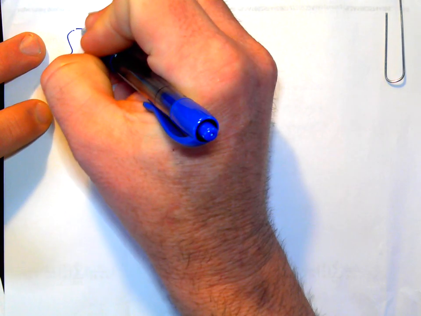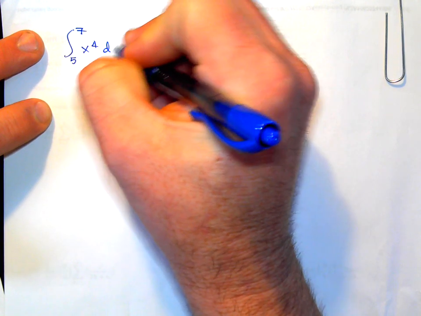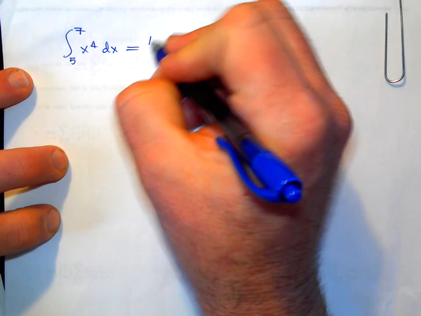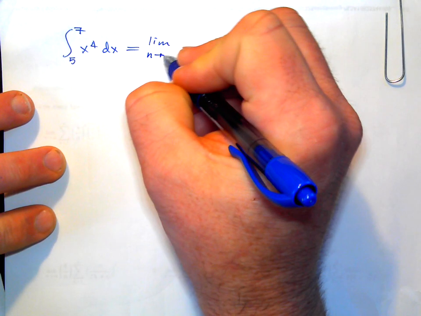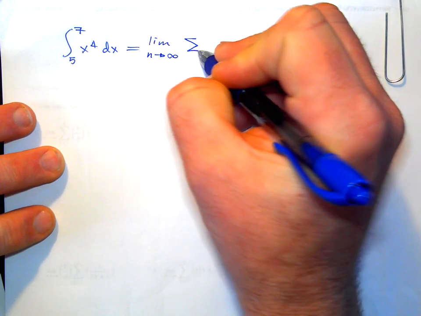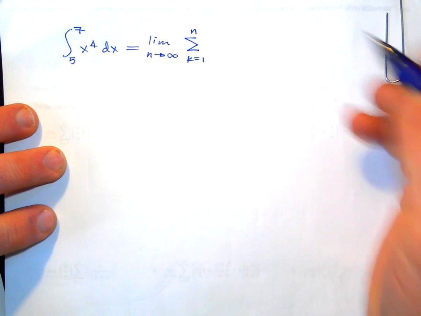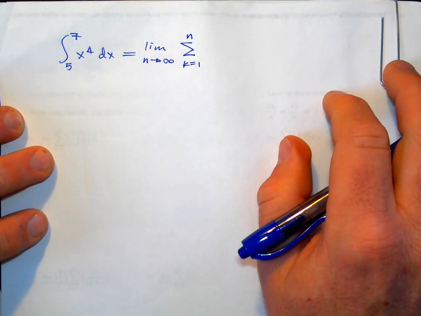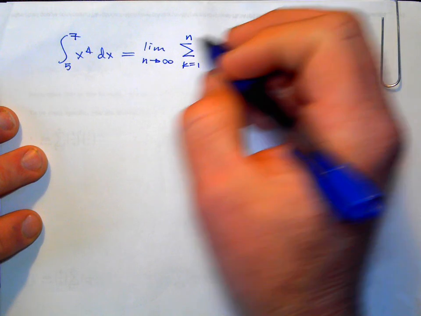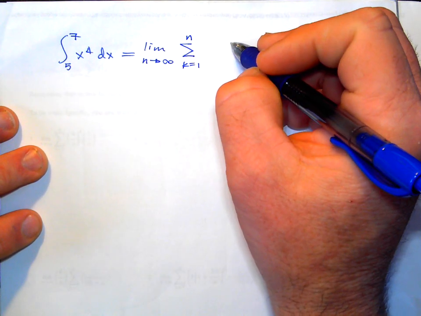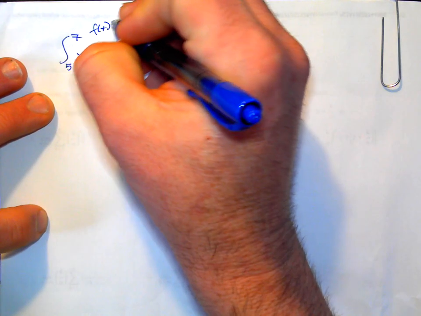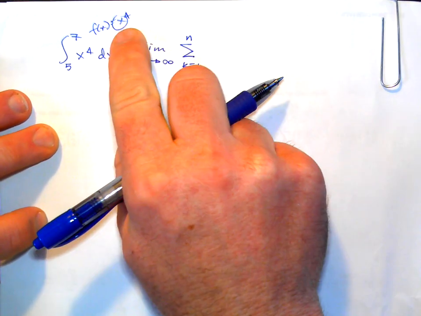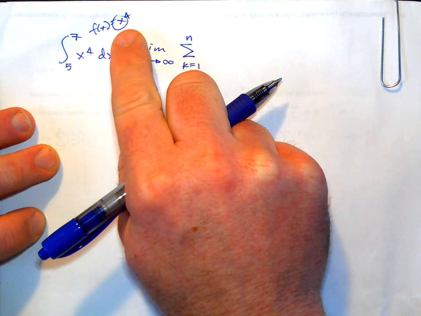So let's try this: the integral from 5 to 7 of x to the 4th dx. So we're going to put some real functions in there, okay? It's going to equal the limit as n, the number of slices, goes to infinity of the summation of k equals 1 to n. That's the same every single time we do this. What we need to figure out is, instead of putting f(x) here, we have a function, x to the 4th, but we need to plug in the right expression for x that doesn't have x's in it.